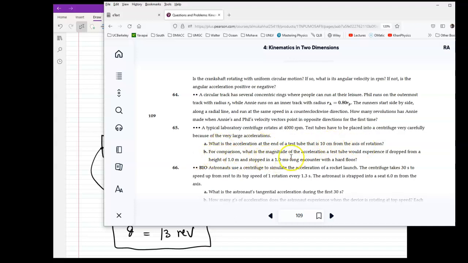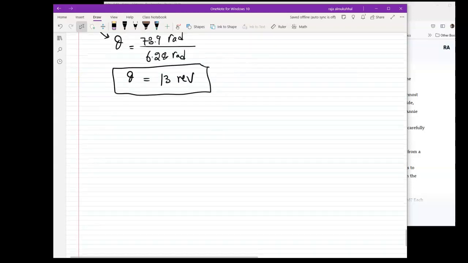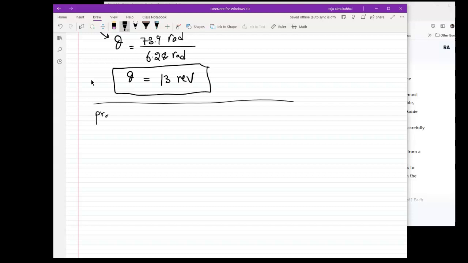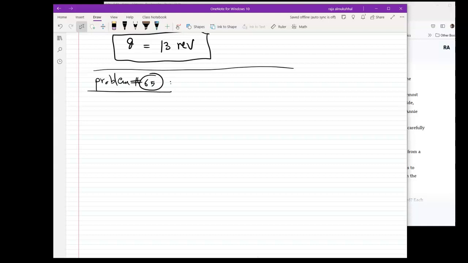B, for comparison, what is the magnitude of the acceleration a test tube would experience if dropped from a height of 1 meter and stopped in a 1 millisecond long encounter with the hard floor? I don't think I want to do this problem. It's not related to what we're doing. I'm just going to do the first part here. Okay? So let's write down what's given to us, and then we'll try to solve it. It's not a difficult problem, I hope. I usually discuss this particular problem in class, both part A and part B.